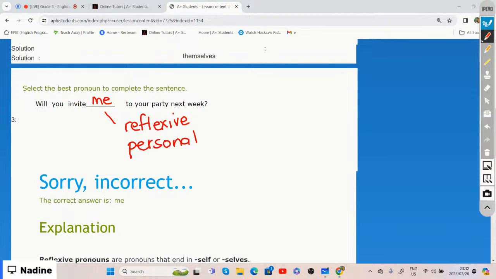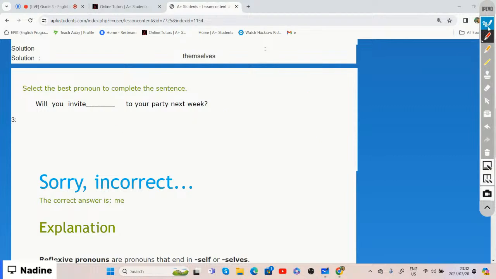So basically, me is a personal pronoun, right? Because remember, a reflexive pronoun ends in the word either self or selves, depending on if it's singular or if it's plural. So well done, it is a personal pronoun, right?